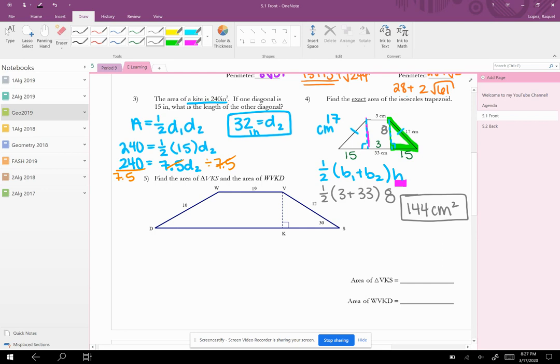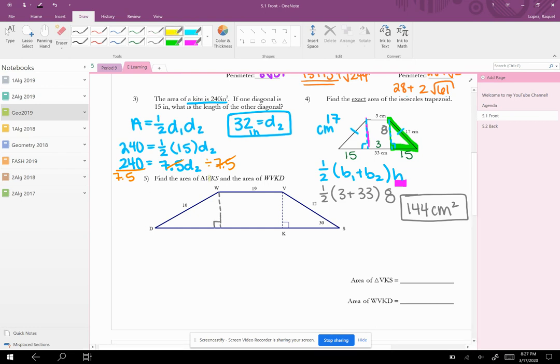Let's go ahead and try number 5, and then I'm not going to do all of the problems on the back of this. If you guys need more help, you can always rewatch this video, or you can contact me and we'll set up, like I said, some office hours. So first of all, let's go ahead and draw in our height.